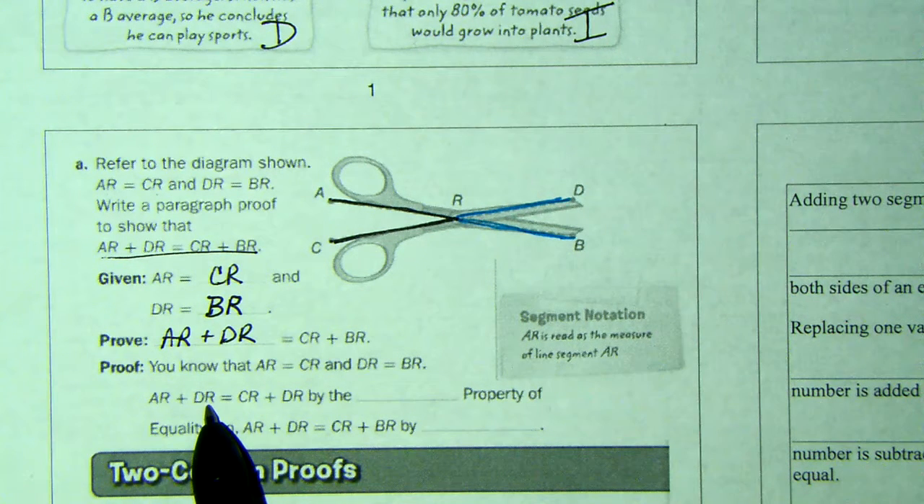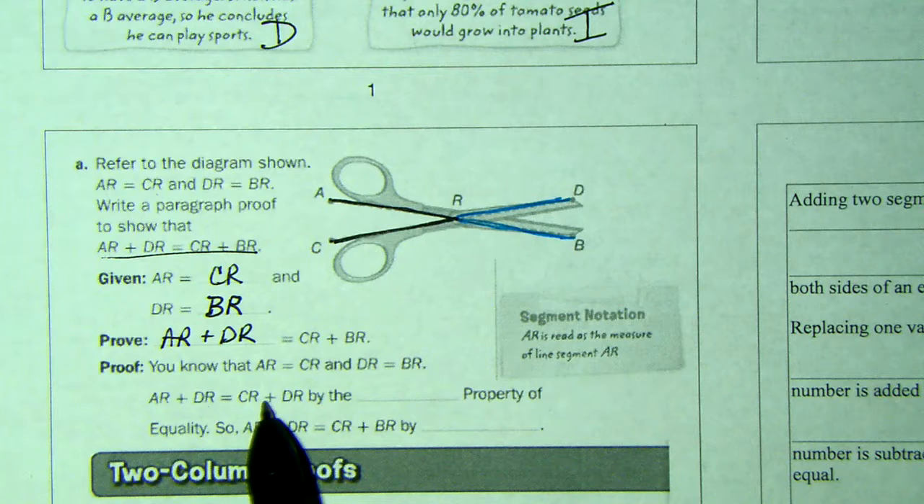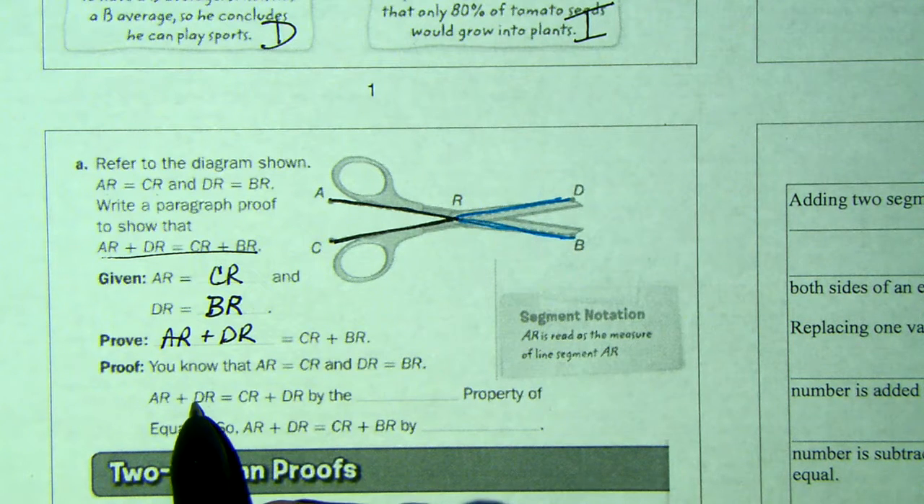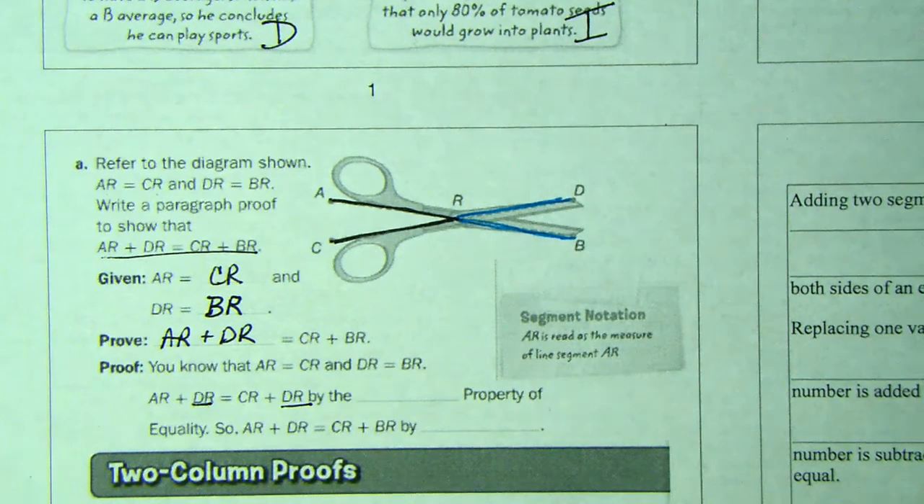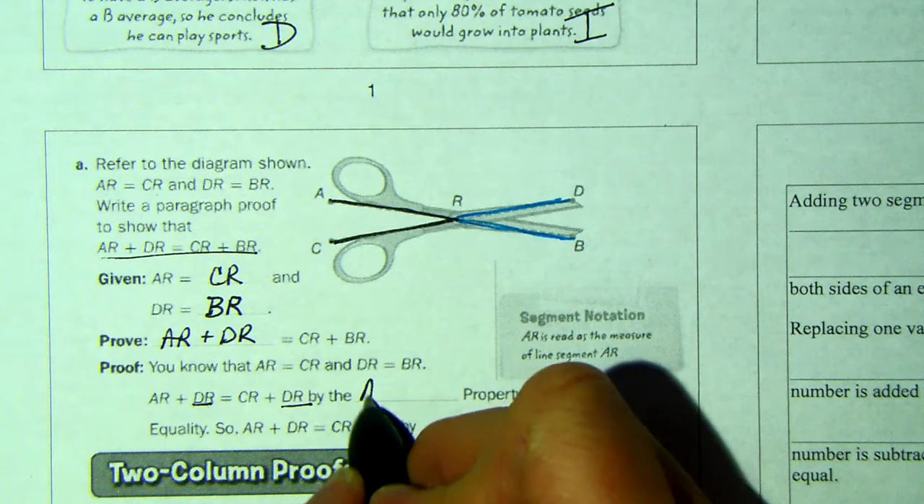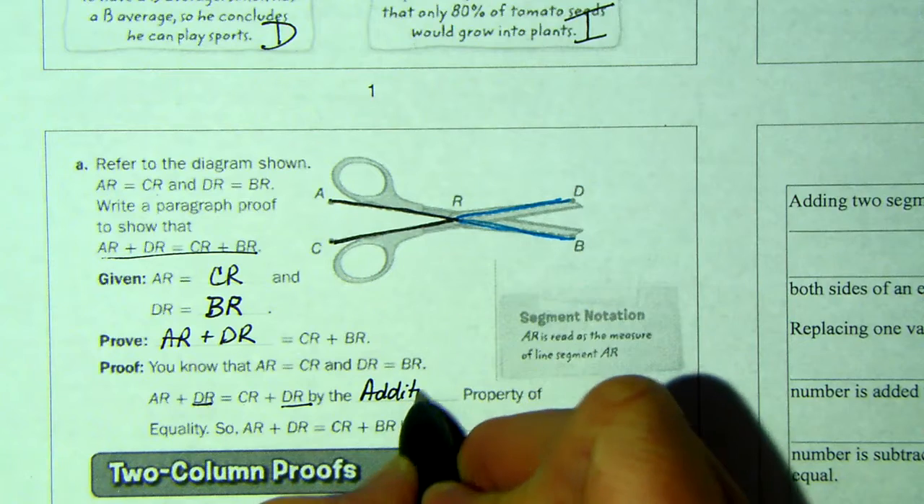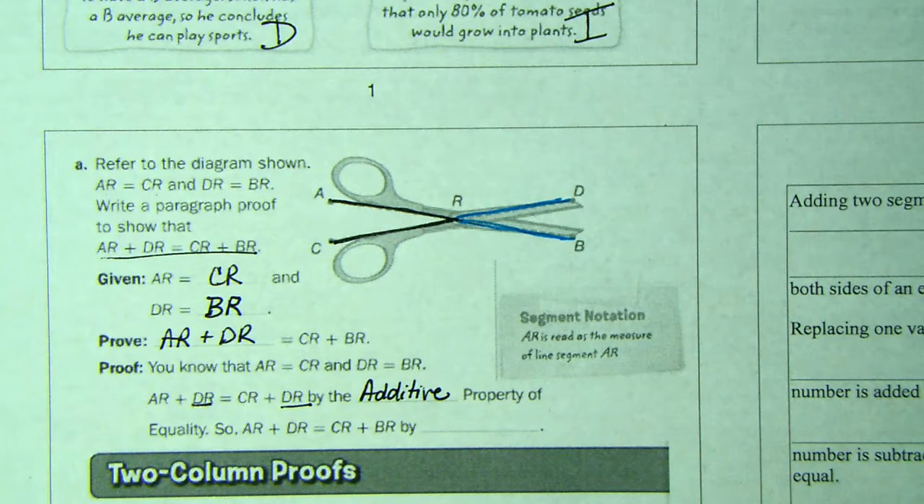AR plus DR equals CR plus DR. See how they added the exact same thing to both sides? Think back to algebra. Remember, if I subtract 5 from both sides, isn't it going to be equal? If I add 5 to both sides of an equal sign, isn't it still equal? So that's the additive property of equality. Meaning if I add the same thing to both sides, it's still going to be equal.